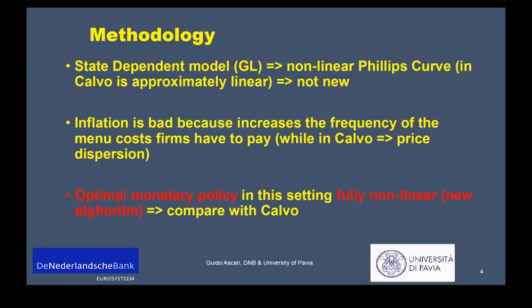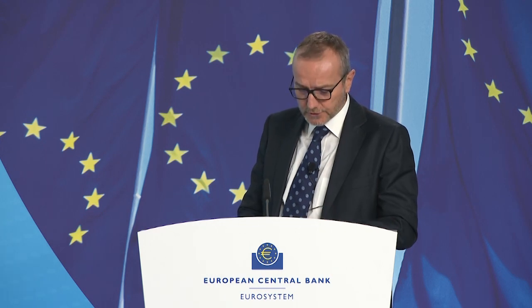The main point is that you get a nonlinear Phillips curve in the state-dependent model, while Calvo is approximately linear. This is well known. It's not something that is new. And inflation in this model is bad because of the frequency of menu costs: increasing the frequency means that firms have to pay menu costs. So this is similar to price dispersion in a sense, and I will say something more about that later. But here, the source of the distortion and of the cost of nominal GDP comes from menu costs, and the higher is inflation, the more firms are going to pay this cost.